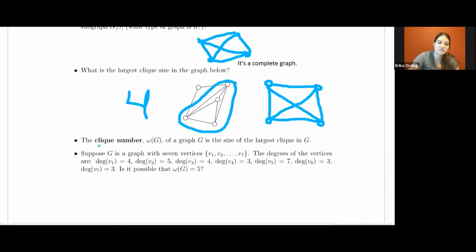So this idea is called the clique number, and we denote it by omega of G. So the clique number of a graph G is the size of the largest clique in G. So the clique number of this graph up here, omega of G, is 4.